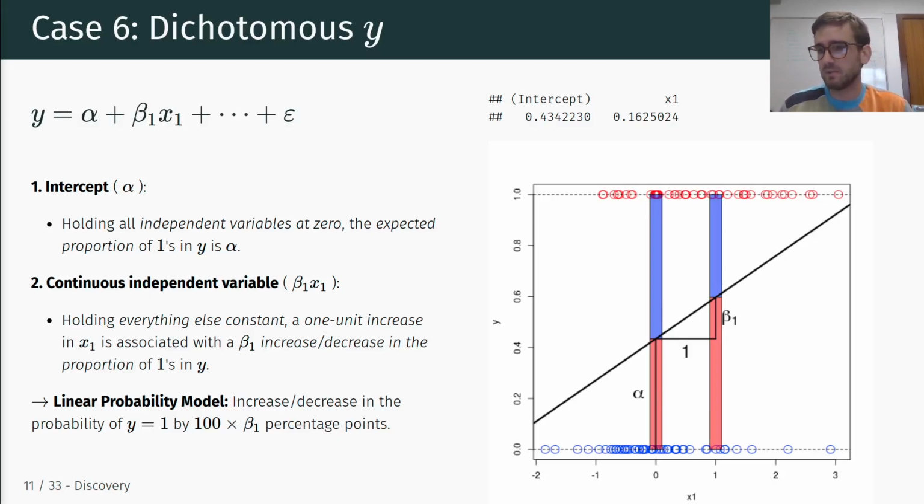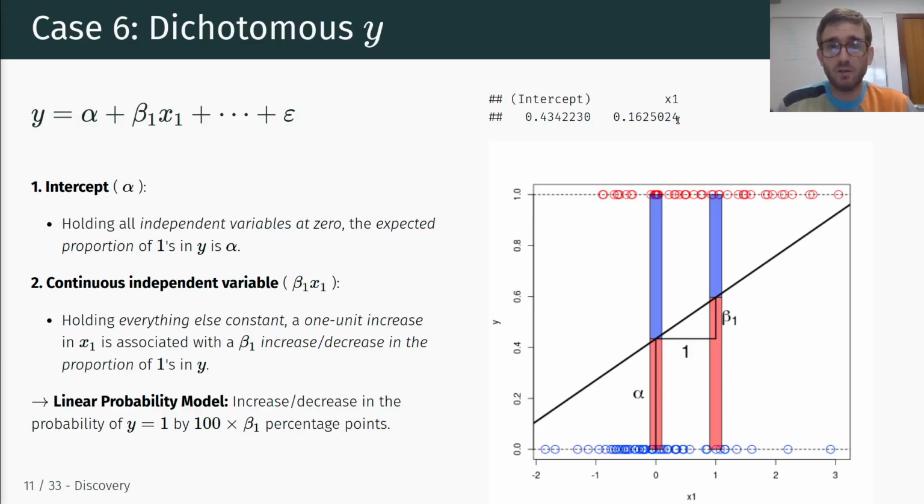And so again, in our example here, we have one dichotomous dependent variable y, and one continuous independent variable x1. Again, I simulated some data with such a dichotomous dependent variable that is either 1 or 0, and a continuous independent variable, and also plotted this. So you see all the data points here are either 1 or 0, okay? So in this example regression, we have an intercept of 0.43 and a beta 1 coefficient of 0.16.